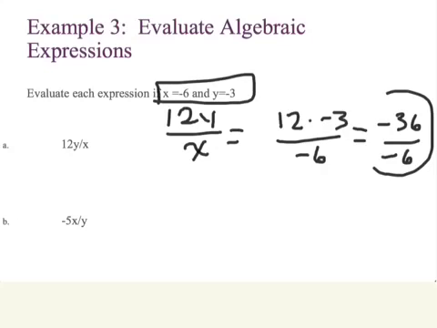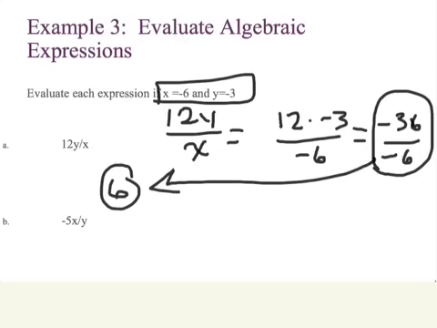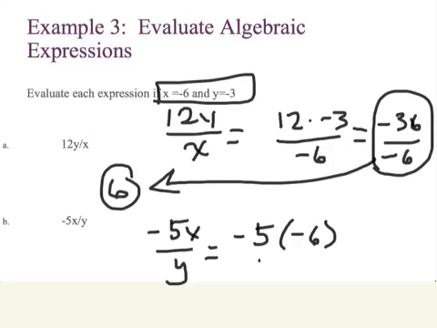Now we've got the same signs. Our answer is going to end up being positive, because the same sign means positive. Our answer is a positive 6, because 36 divided by 6 is going to give me 6, and same sign, positive. All right, let's do this next one. Negative 5x over y. Let's go ahead and replace. Negative 5 times, what is x? Negative 6. And then y is negative 3.